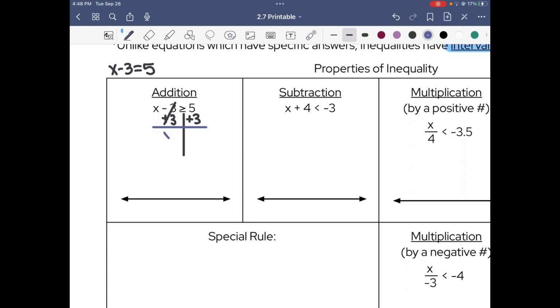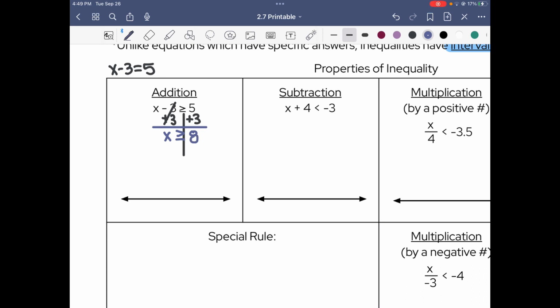And then I just have the x left on the left side is greater than or equal to. And you have to keep the same symbol. It's not just going to be an equal sign every time this time. It matters which direction it is facing. And then 5 plus 3 is 8.